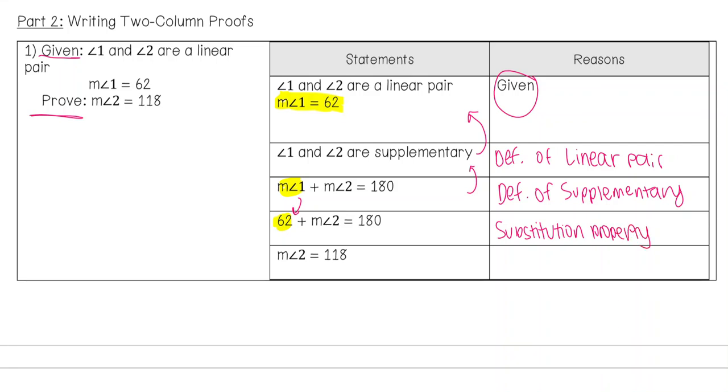And finally, then we're left with the measure of angle 2 equals 118. So to think about how we got there, we would have had to take away 62 from both sides of this equation, and that eliminates the 62 and is left with 118. So that would just be an example of the subtraction property of equality. So think back to when you've started learning about equations, right? Whenever you have something that you're trying to move to a different side, you use that inverse operation. So since I'm trying to eliminate 62 here, I'm going to subtract it on each side. Just an example of our subtraction property of equality.